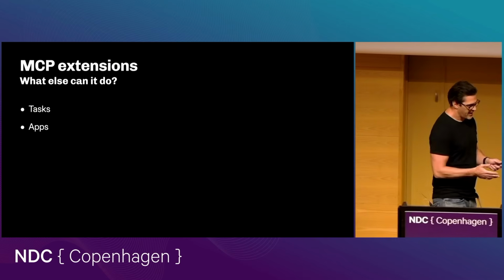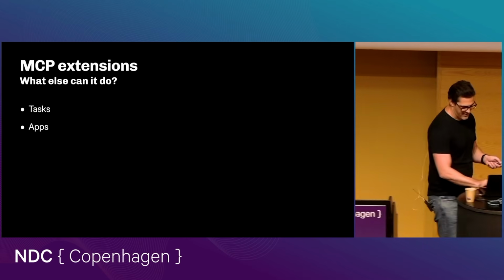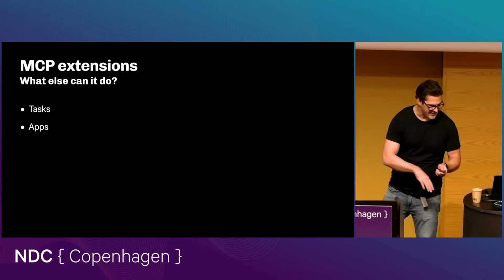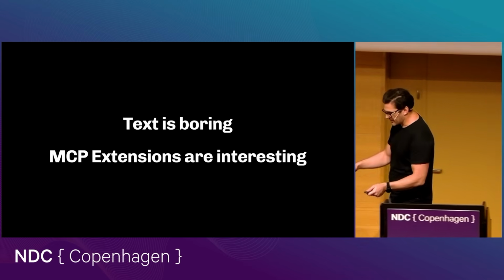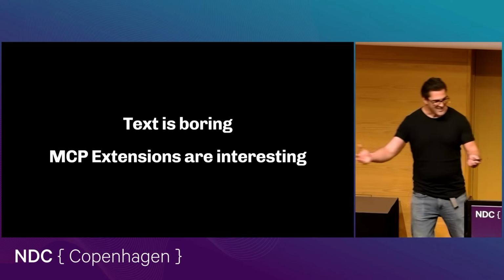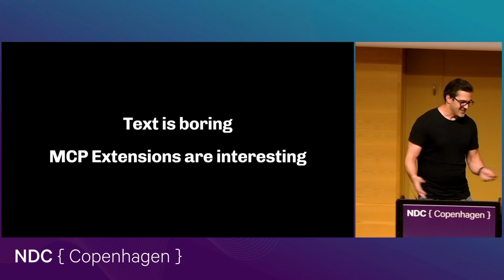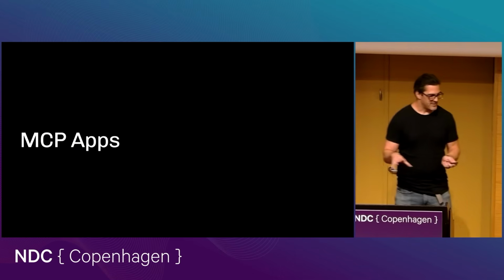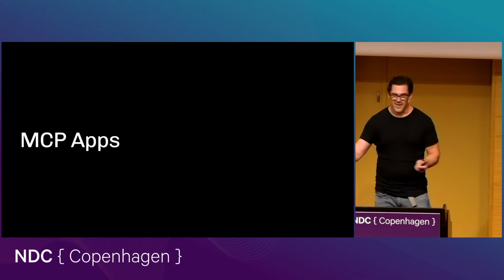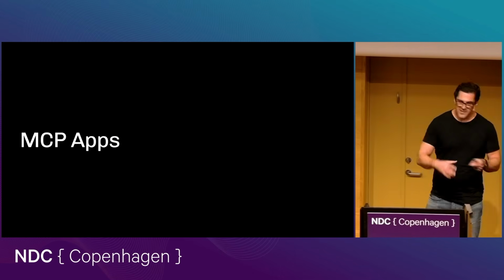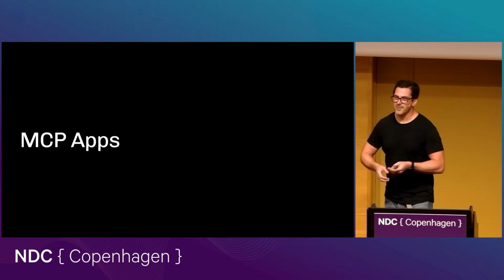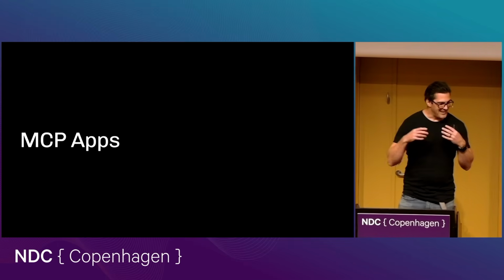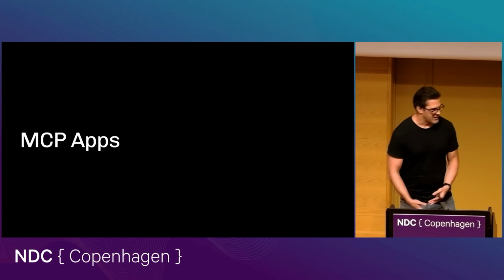And that's cool. But the thing we're actually talking about today are MCP apps, which is what we're here to talk about, yes. So text is boring. Actions are interesting. But MCP extensions are making this kind of stuff interesting, I think. So what are we doing? MCP apps. They're a way to provide a UI that an MCP host, so that is the program that is running your agent, can render and let users interact with as part of the conversation.